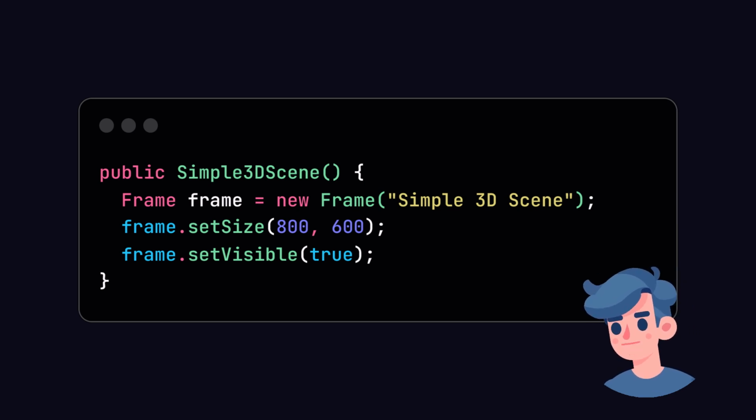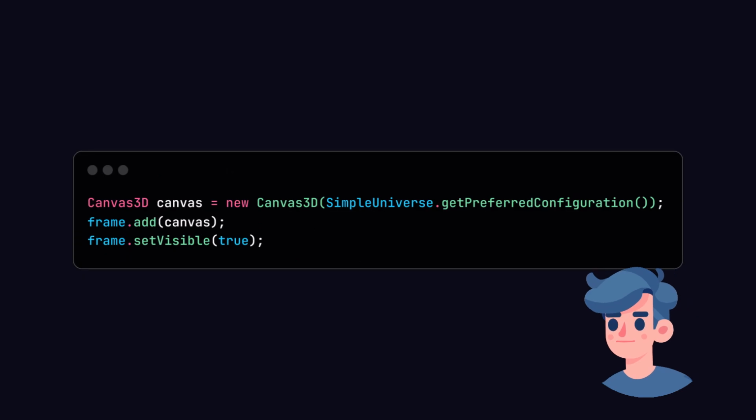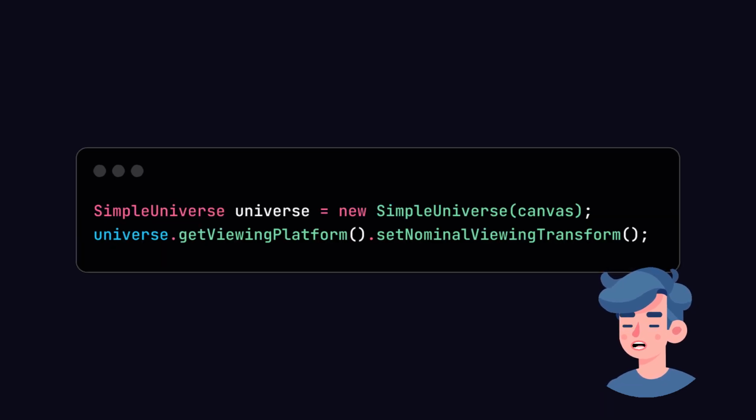Now we need to create a constructor for our class where we will set up the 3D canvas. The frame object is essential as it serves as the main window for our application. We've set its size and made it visible. Next, let's create a simple canvas 3D object where our 3D graphics will be rendered. You may notice that we use the Simple Universe class, which simplifies the setup of a 3D universe. This method ensures that we are using the preferred configuration for rendering.